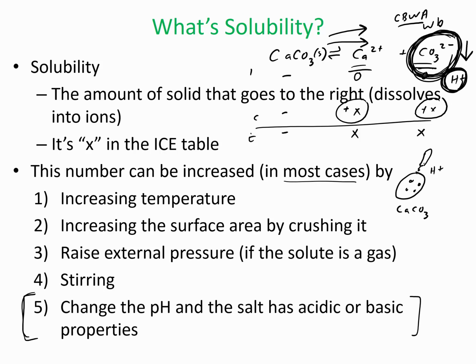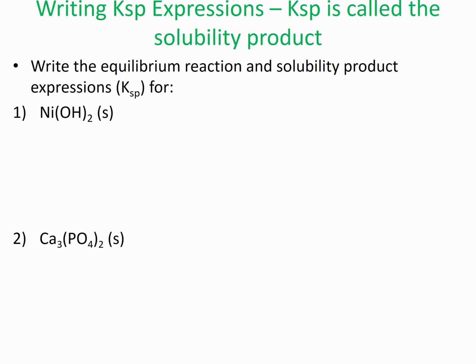This is a key AP chemistry topic, when you adjust the pH. So again, this all goes back to being able to identify these ions very readily and fast. You've got to know which ones are going to be basic. Okay, all right. So on to writing equilibrium expressions. It says write the equilibrium reaction and solubility product expressions for the following.